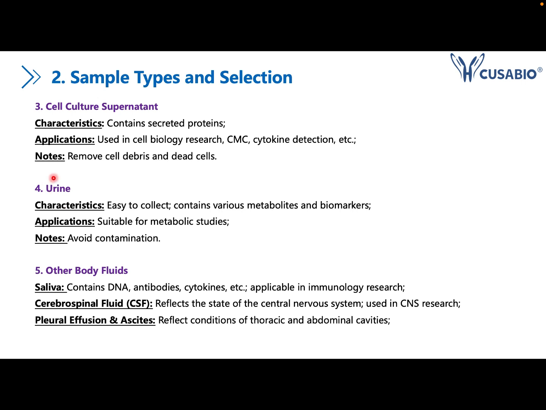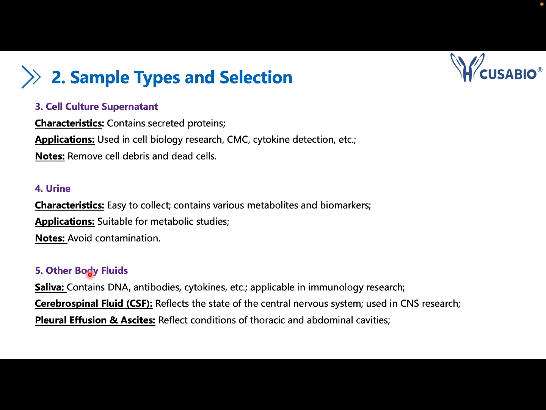The next type of sample we commonly see is urine samples. The feature of urine samples is that they're quite easy to collect, and they have various metabolites and biomarkers. They are very suitable for metabolic studies. Because they are easy to collect, they are easy to get contaminated, so avoiding contamination is an important thing for this type of sample.